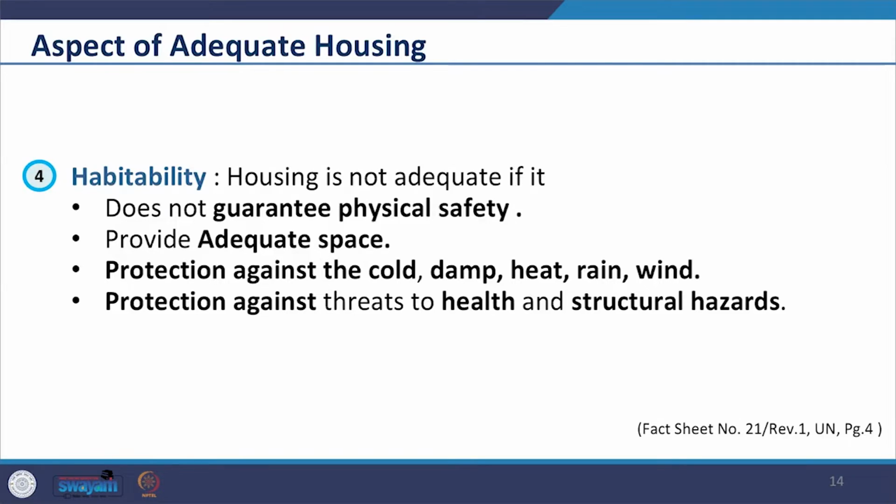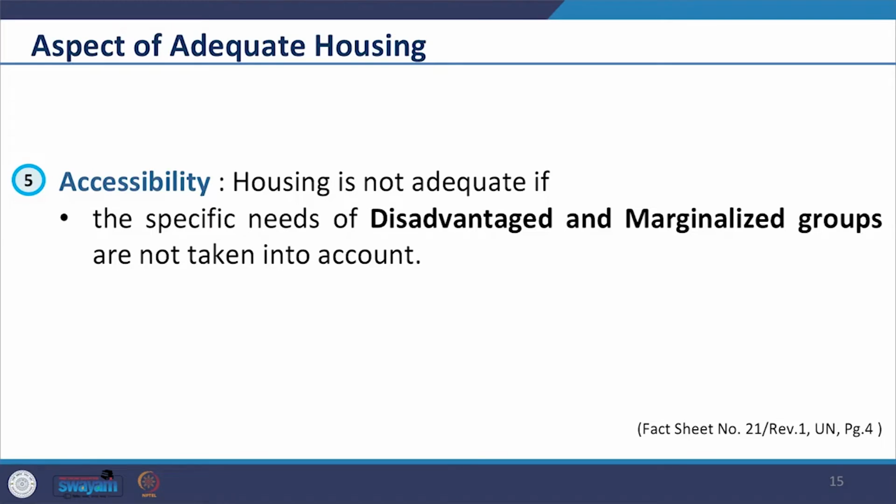Housing is not adequate if it does not guarantee physical safety or provide adequate space as well as protection against the cold, damp, heat, rain, wind, other threats to health and structural hazards. Accessibility is also considered when we look at adequate housing. Housing is not adequate if the specific needs of the disadvantaged and marginalized groups are not taken into account.